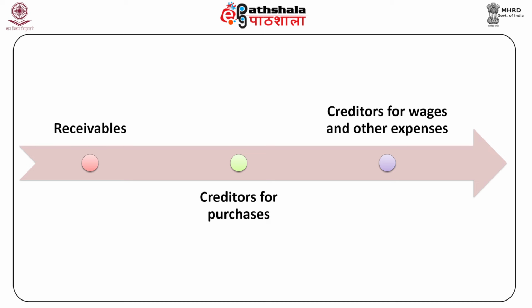Number 5, receivables. The goods are not always sold on cash. They are also sold on credit. It takes some time to realize this cash from customers depending upon the credit allowed to them. Receivables include debtors and bills of exchange.